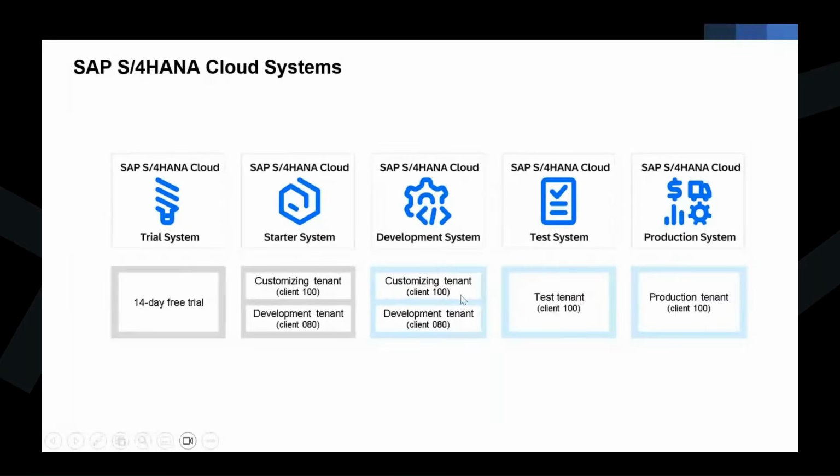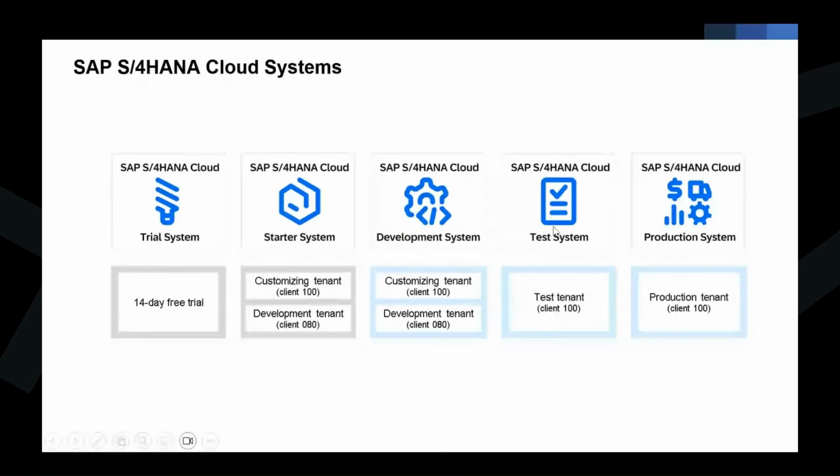Now, after the development system, similar to our normal ECC or S/4HANA private cloud, whatever configurations we do in the development system or whatever developments we do in the development system, we transport it to the test system, or the quality system in case of private cloud.